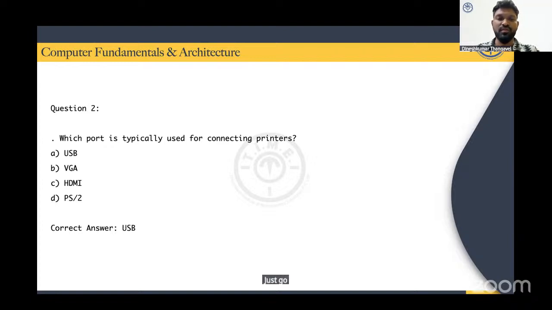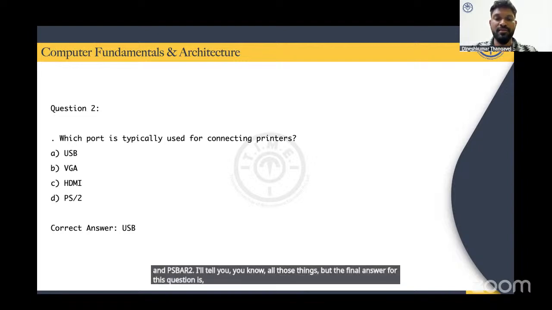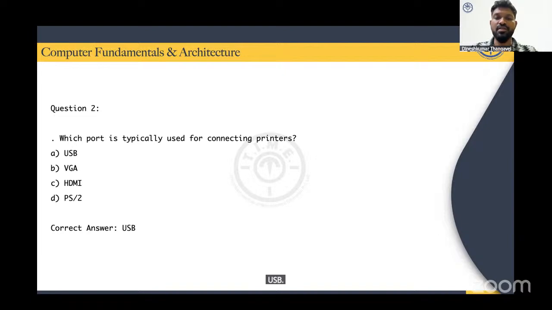Just go through the question. Which port is typically used for connecting printers? Right? There are four options: USB, VGA, HDMI, and PS2. I'll tell you all this, but the final answer for this question is USB. Modern printers use USB cable nowadays, right?